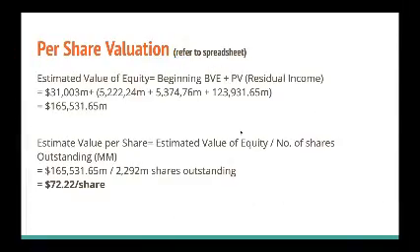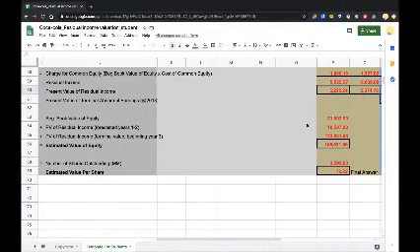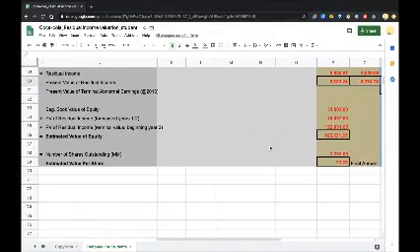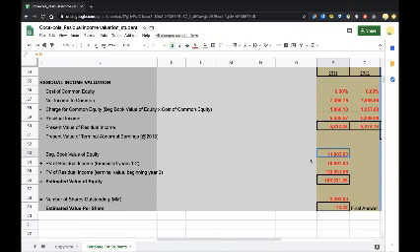And lastly, we have to find out the value of equity. So it's actually, like I said just now, the beginning book value plus the sum of all the PV of residual income. This beginning book value is actually taken from above, and these two PV values, this PV of residual income for forecasted years 1 and 2, is actually the sum of these two values.